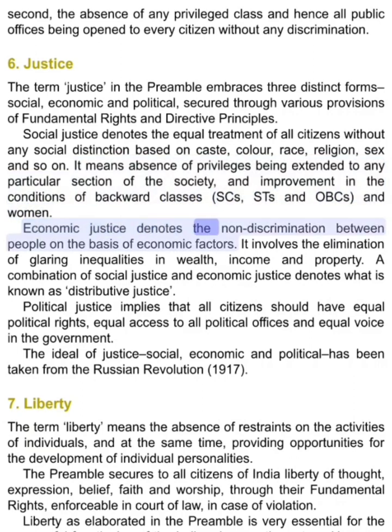Economic justice denotes the non-discrimination between people on the basis of economic factors. It involves the elimination of glaring inequalities in wealth, income and property. A combination of social justice and economic justice denotes what is known as distributive justice. Political justice implies that all citizens should have equal political rights, equal access to all political offices and equal voice in the government. The ideal of justice, social, economic and political, has been taken from the Russian Revolution, 1917.